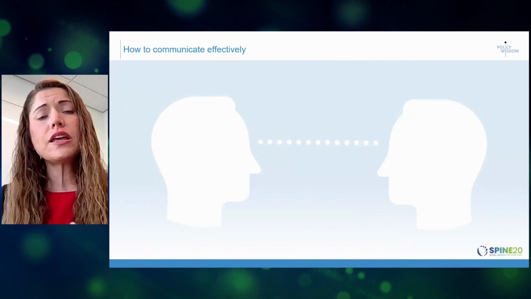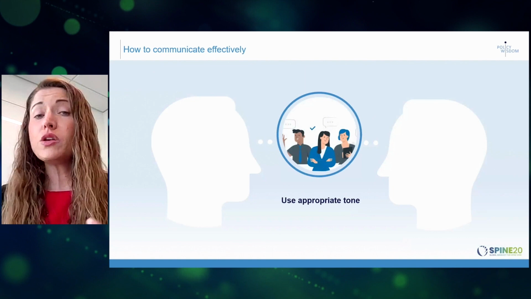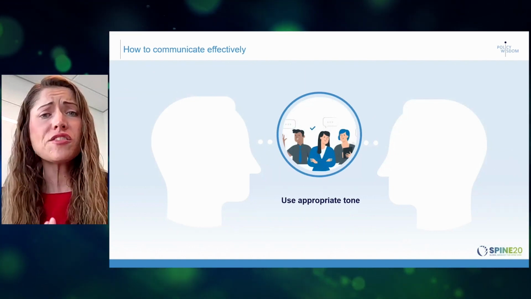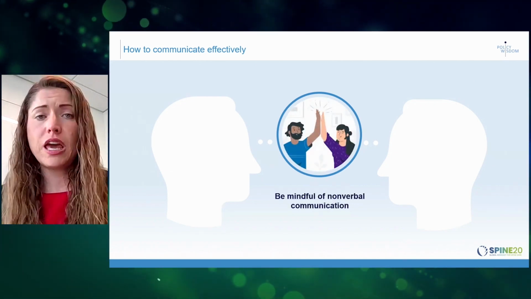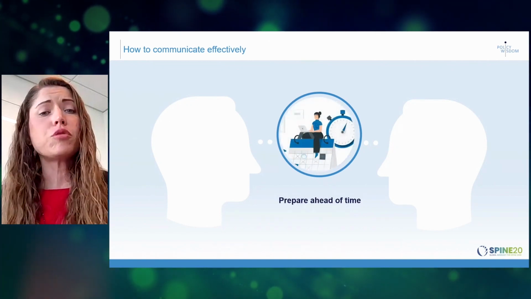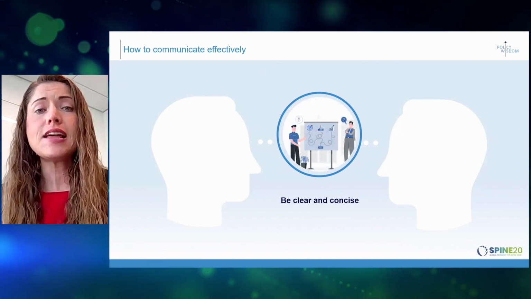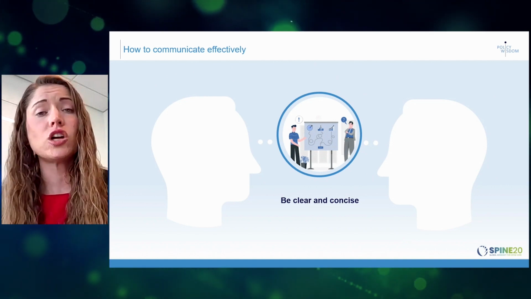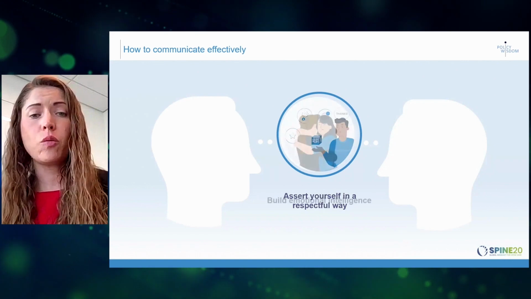And so how to communicate effectively? There are a variety of different things to think about. First, use an appropriate tone. Don't be too harsh, and just ensure that you speak in a very respectful tone. Be mindful of nonverbal communication, particularly eye contact and using appropriate hand gestures. Preparation ahead of time, of course, is key. Be very clear and concise to ensure that your messages are coming across and are understood by your audiences, which I'll talk a little bit more about in a moment. Assert yourself in a very respectful way.